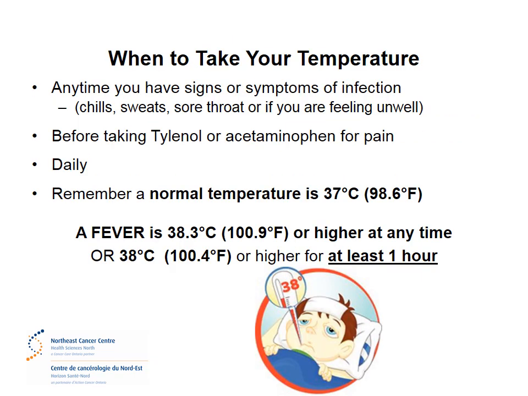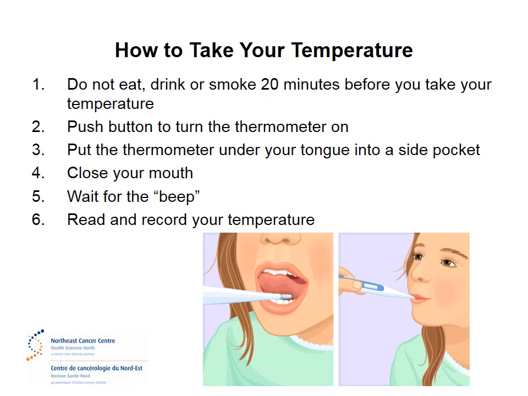We recommend that you take your temperature anytime you have signs or symptoms of infection, such as chills, sweats, sore throat, or if you are feeling unwell, before taking Tylenol or acetaminophen for pain, and on a daily basis. Remember that a normal temperature is 37 degrees Celsius, which is 98.6 degrees Fahrenheit, and a fever is 38.3 degrees Celsius or higher at any time, or 38 degrees Celsius or higher for at least 1 hour. It is important to know how to take your temperature properly so you get accurate results.